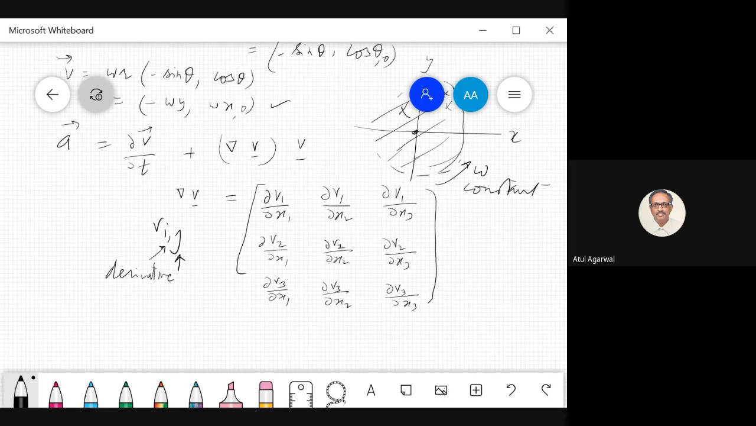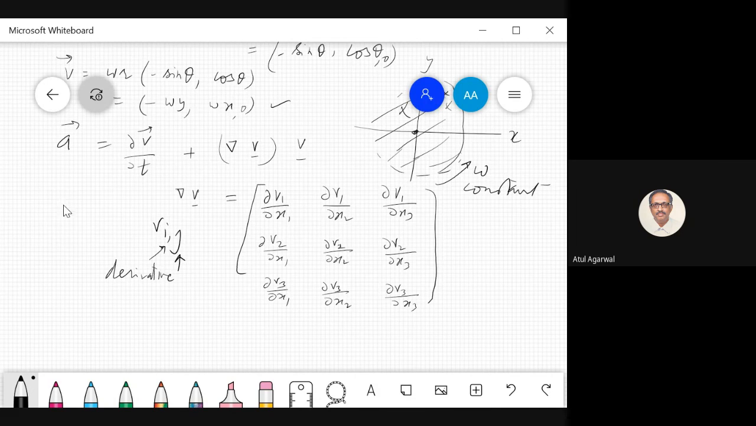You see j is like a column index. So when your j is 1, you have derivative with x1. When your j is 2, you have derivative with x2. When you have j equal to 3, derivative with x3. And v1, v2, v3 are components. i is 1, 2, 3. So this is the way your matrix will look like.